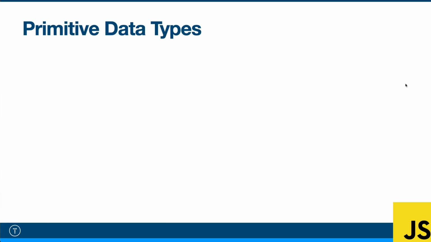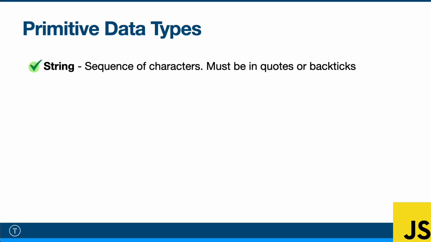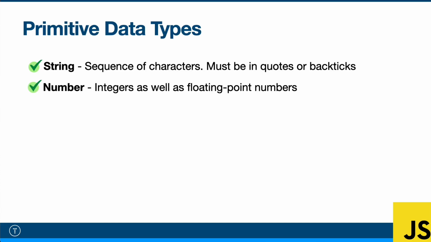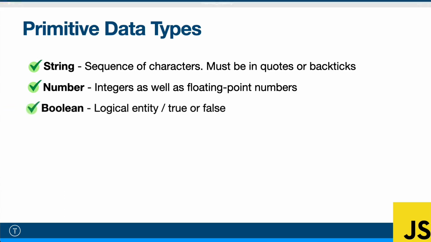So the first is a string, which we've dealt with. A string is essentially a sequence of characters, and a string must be enclosed in either double quotes or single quotes or backticks. Next, we have a number, which are integers, which could be positive or negative numbers, as well as floating point numbers or decimals. Now, in some languages, you actually have either a decimal and or a float type. In JavaScript, we don't. Whether it's an integer or a decimal or a floating point number, they're all the same. They're all going to be the type of number. Okay, so keep that in mind.